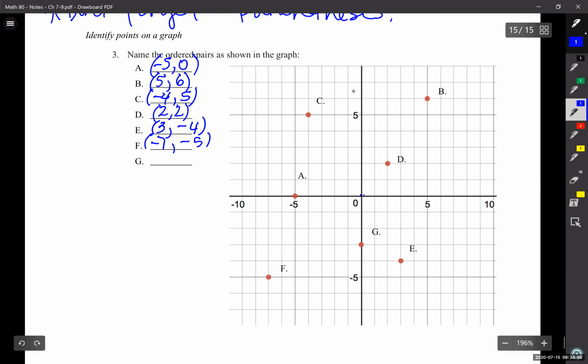And the last one, G, I don't go over at all. Look at it, it's right here. It's straight down. I don't go right or left. So it starts off with a 0 and then I go down 3. So that is a -3.